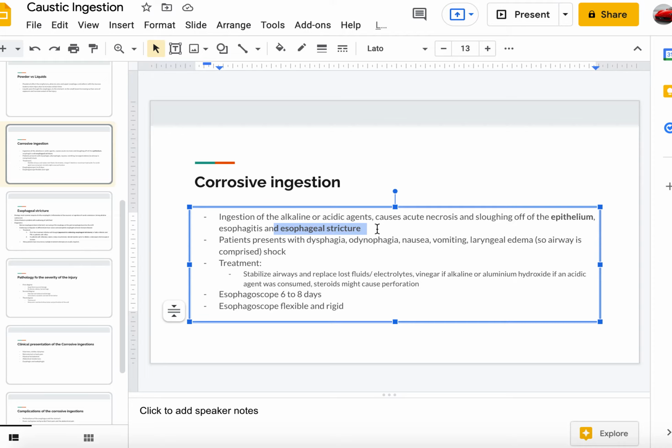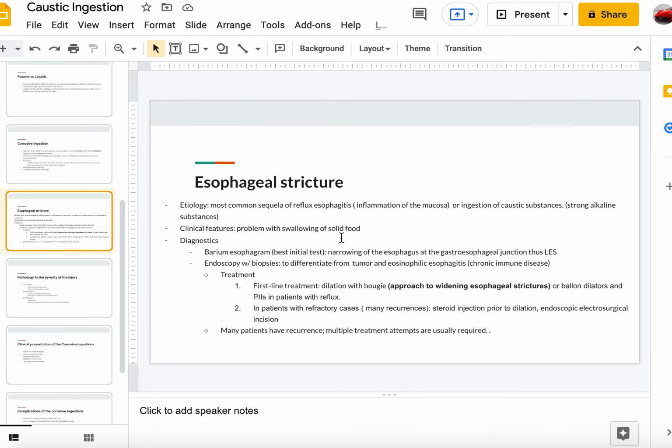How to treat this? Well, we're going to stabilize the airways and make sure the airways are open. We want to make sure of the loss of fluid and electrolytes, and give vinegar if it's alkaline, or aluminum hydroxide if it's acidic, that are ingested. Steroids may cause perforation, so be careful when you prescribe that to your patients.